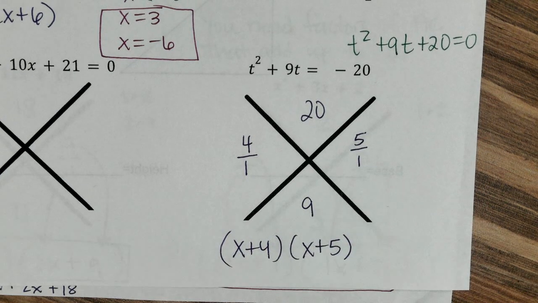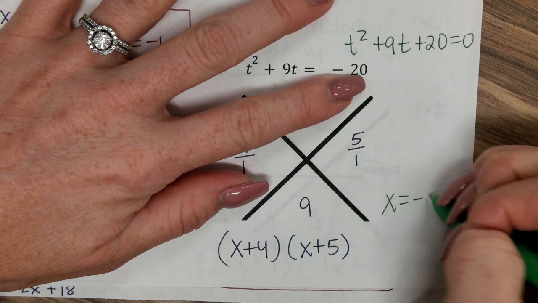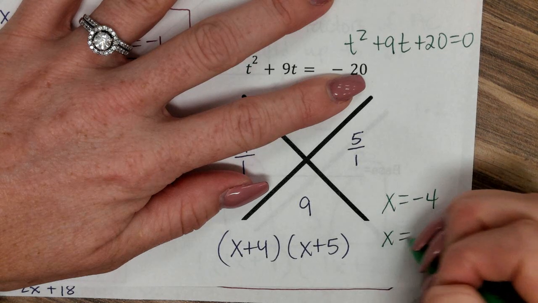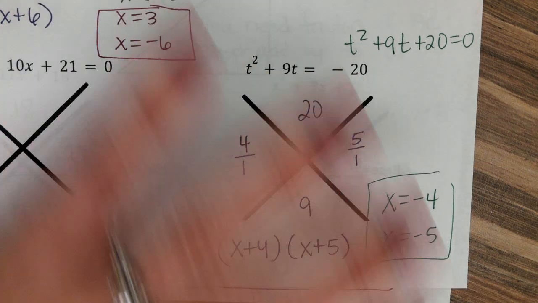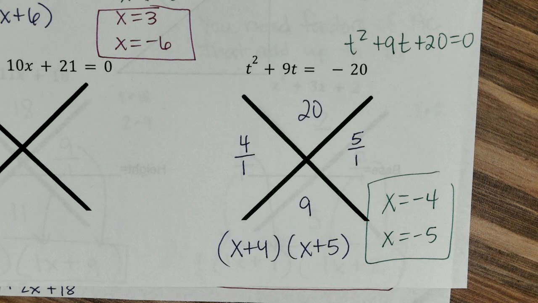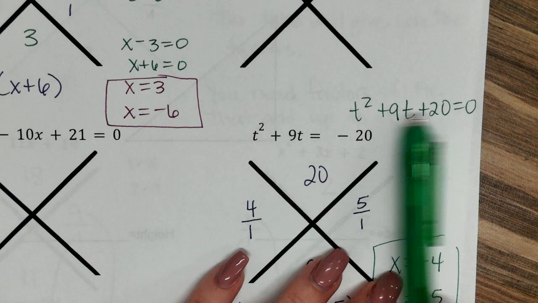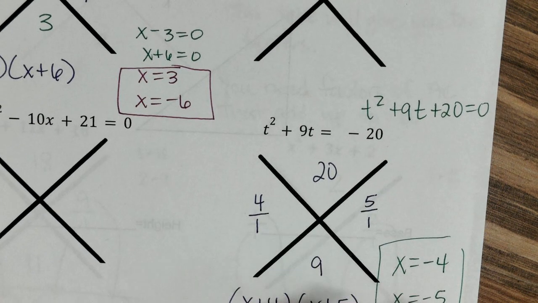If I was to solve those by setting them equal to 0, what would my answers be? Yes, x equals negative 4 and x equals negative 5. It doesn't matter what order you put it in. Questions? Could I have just put this in my calculator and solved? Yes. All right, go to the back.